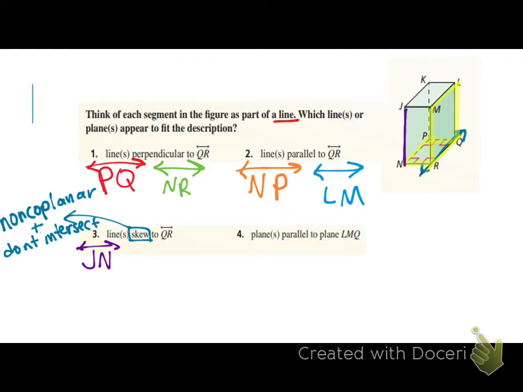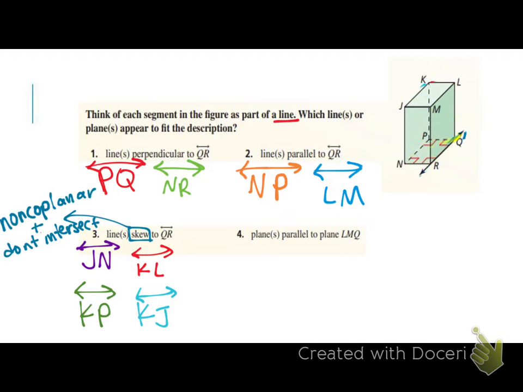Yep. And then you said KL. I agree. KL. What is another? KP, correct. KP in the back there. And then KJ. Good. None of the other ones would be skew because they're all on the same plane as RQ.